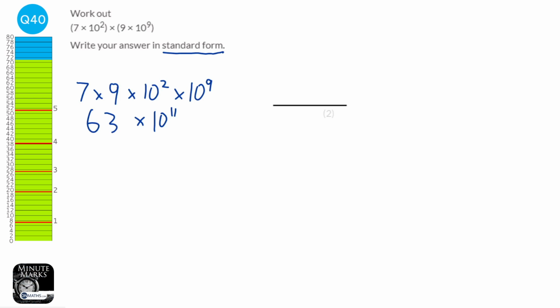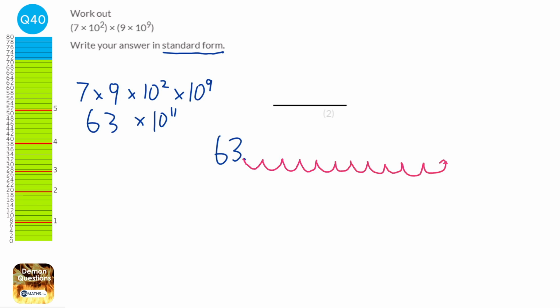So what I'm going to do is just quickly write out what number this is. So we've got the decimal point here. And you don't need to do this, but I find it a bit easier to show what we're doing. So here we've got 10 to the power of 11. So it'd be 1, 2, 3, 4, 5, 6, 7, 8, 9, 10, 11.